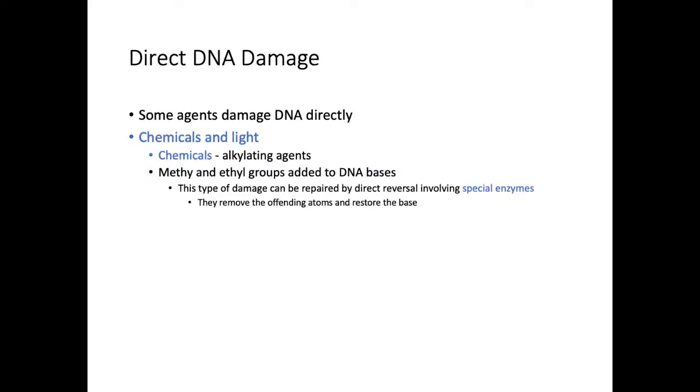So, direct DNA damage. Some agents damage DNA directly, for example chemicals and light. Chemicals like alkylating agents add methyl and ethyl groups to the DNA bases, and this type of damage can be repaired by direct reversal involving special enzymes, which remove the offending atoms and restore the base.